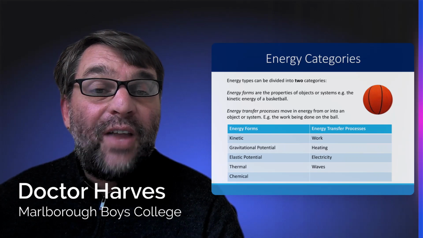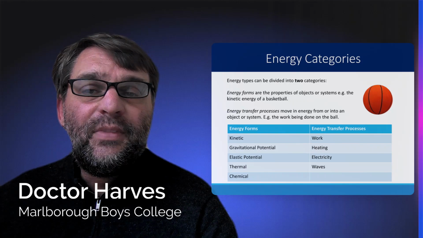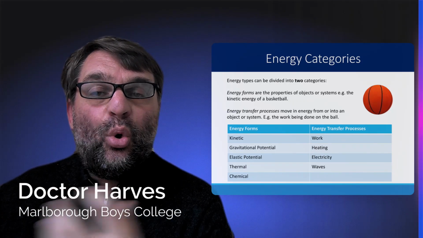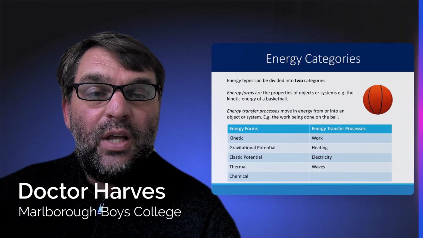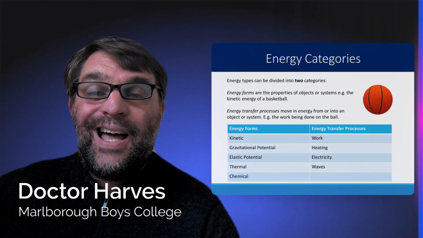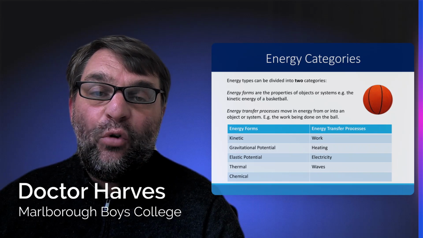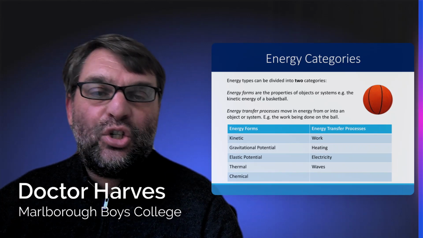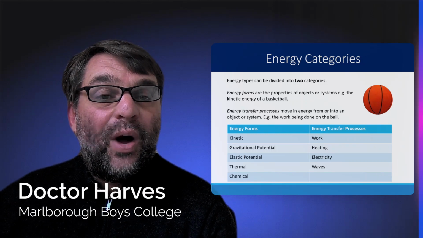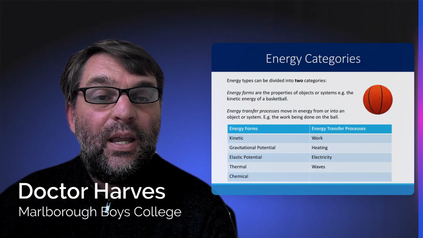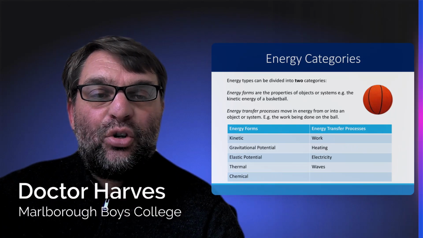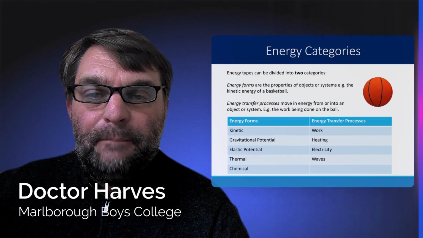But we also have energy transfer processes, and those are the ways that energy can be moved in or out of objects or systems. For example, the work being done by that, or being done on that ball. So we have energy forms like kinetic, gravitational potential energy, elastic potential, thermal and chemical, but we've also got the ways that the energy can be moved from different objects or systems through work, heating, electricity, or waves.